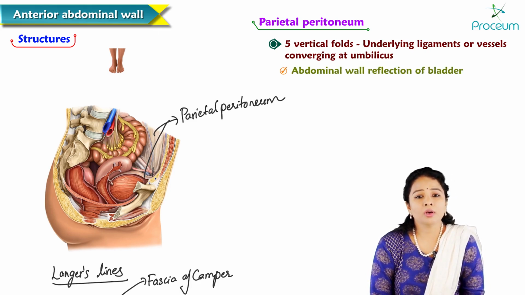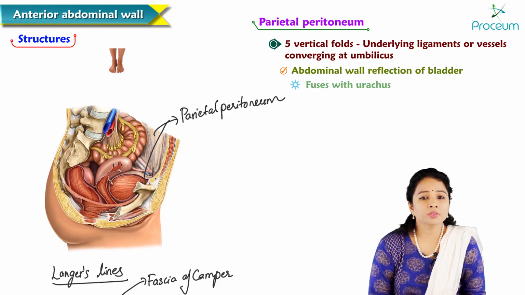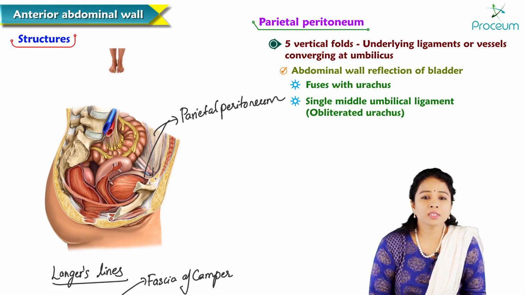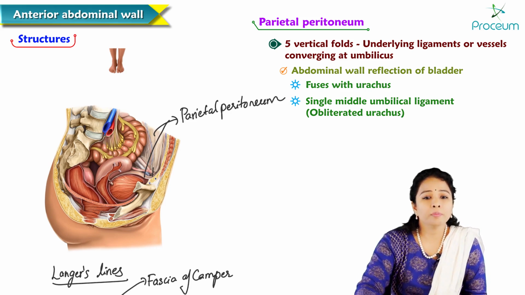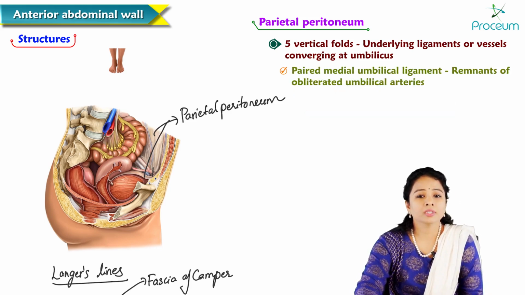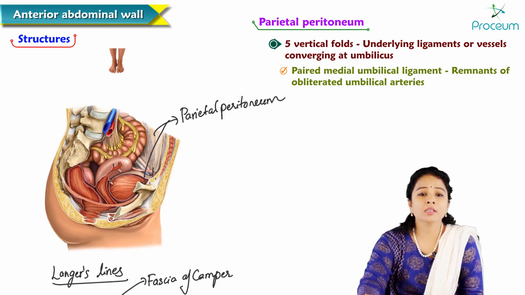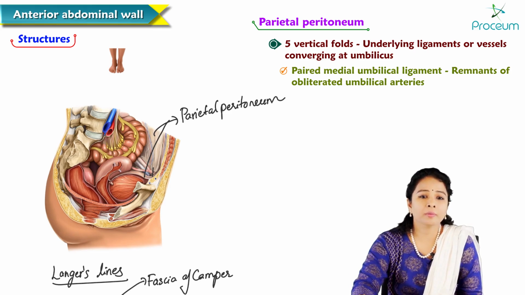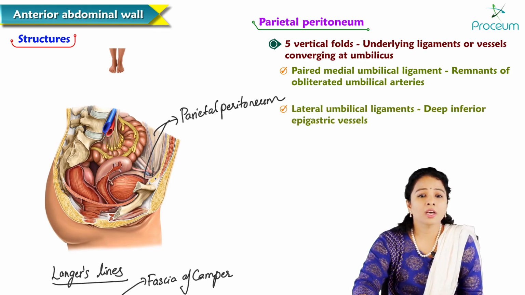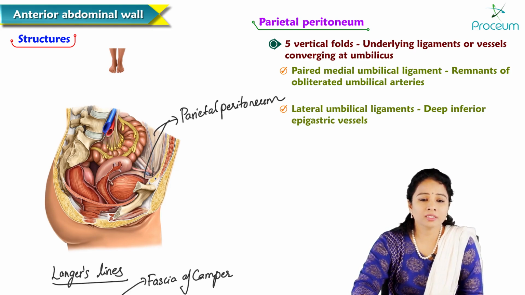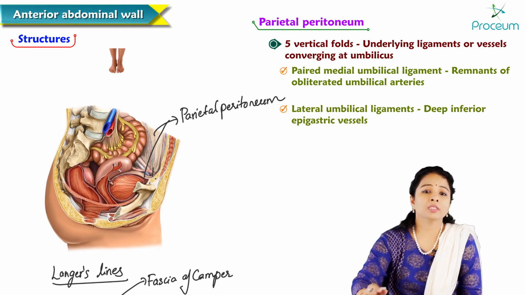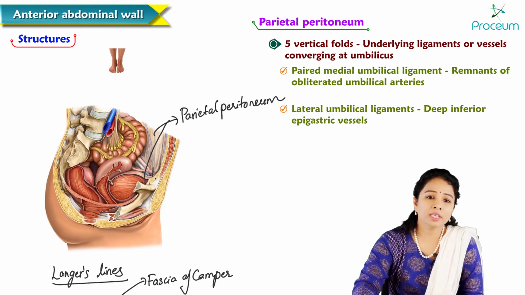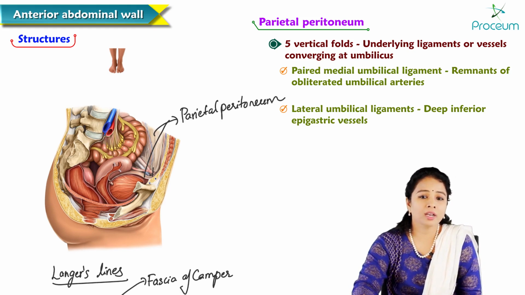The abdominal wall reflection of the bladder, which fuses with the urachus, forms a single midline umbilical ligament around the obliterated urachus, which is called the median umbilical ligament. There are paired medial umbilical ligaments, which are the remnants of the obliterated umbilical arteries, present on each side of the median or middle umbilical ligament. And the lateral umbilical ligaments are associated with the deep inferior epigastric arteries. The lateral umbilical ligament is the fold of peritoneum which covers the deep inferior epigastric arteries.